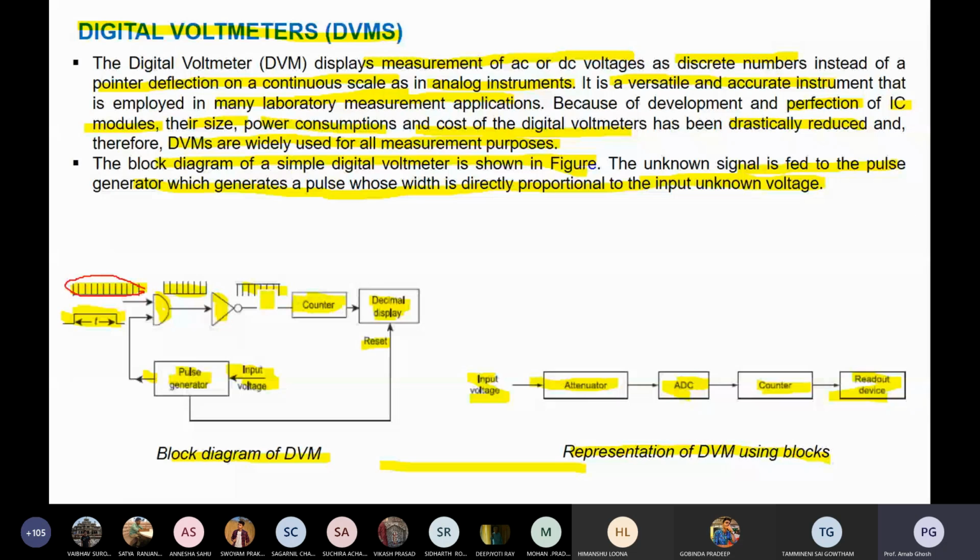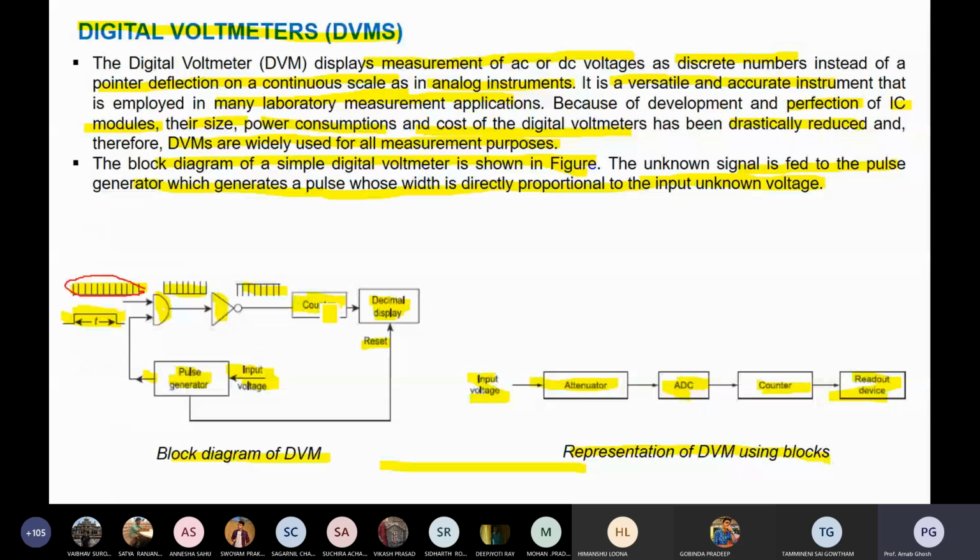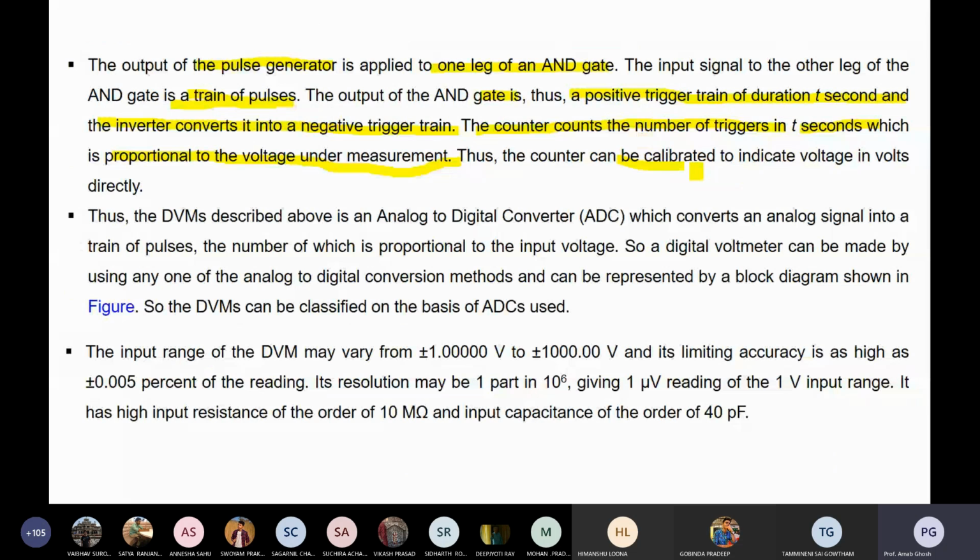Then what is the function of the counter? The counter counts the number of triggers in t seconds, which is proportional to the voltage under measurement. So the counter is counting the number of trigger values, and that is the value of your voltage. Thus the counter can be calibrated to indicate the voltage in volts directly. So you can go for that calibration directly.